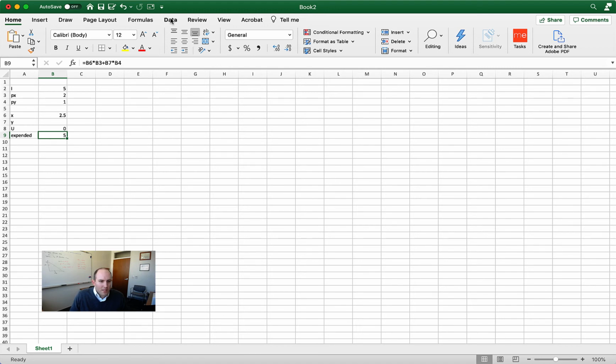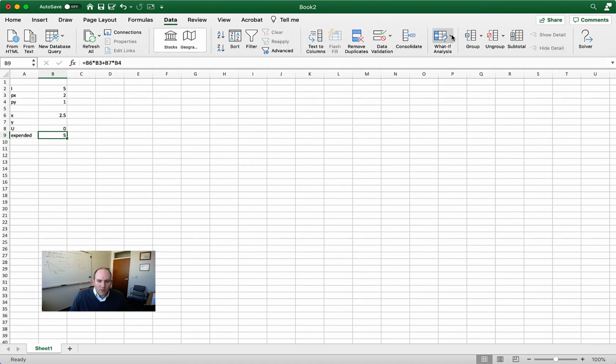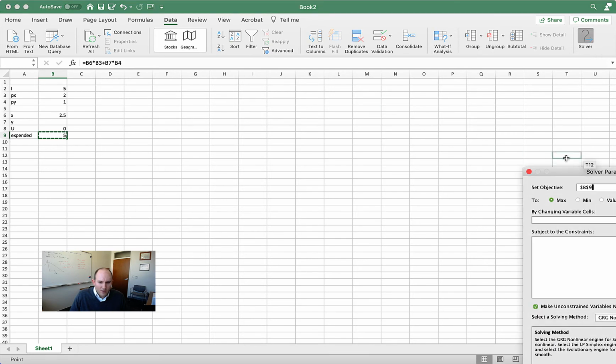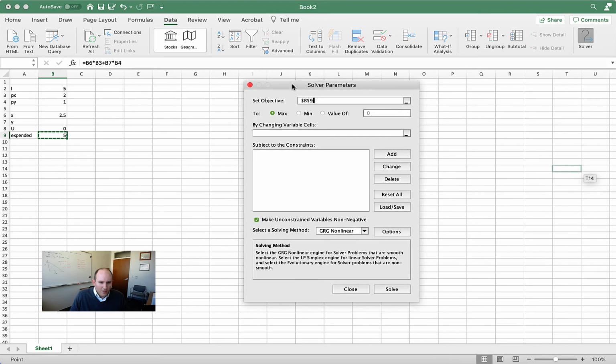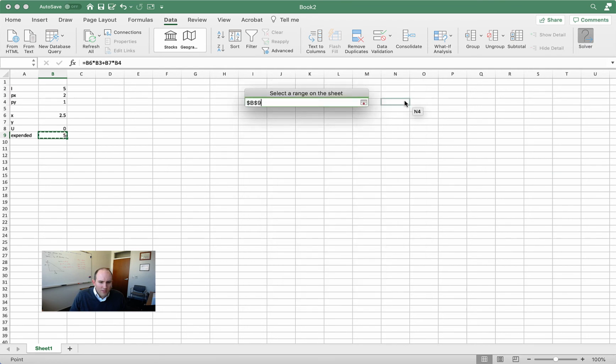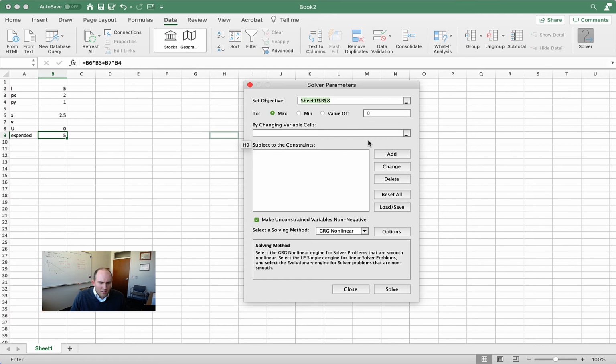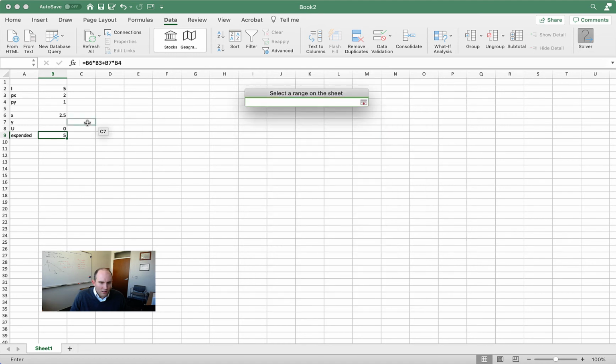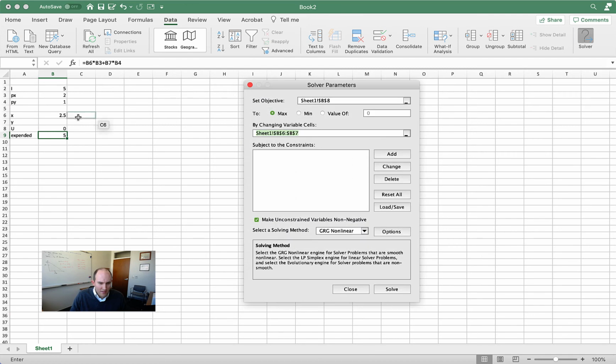So if we come to the Data tab, there's a what if analysis. You may have to install this yourself, but it's actually over here in Solver. Click Solver. It'll bring this into the window. So what we want to do is the objective function is our utility. And we want to maximize that utility by changing the amount of X and the amount of Y that we purchase.